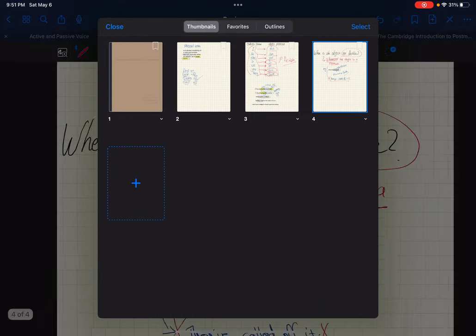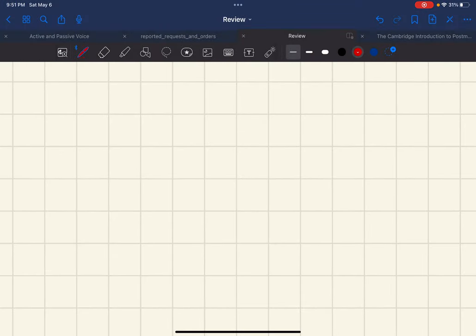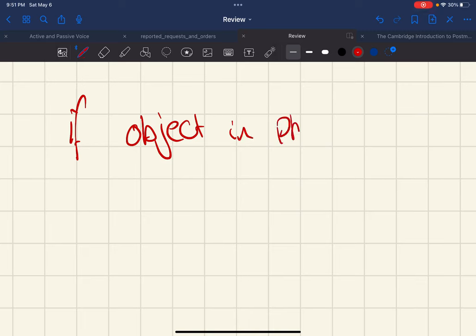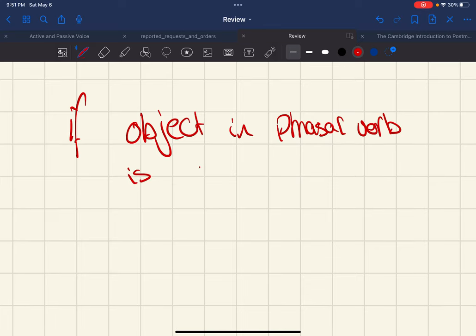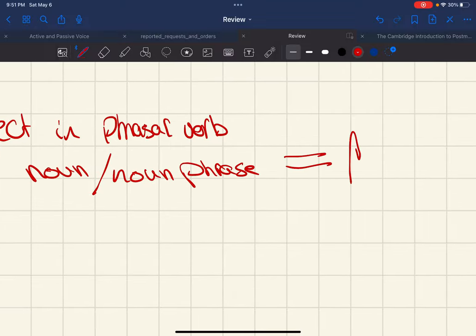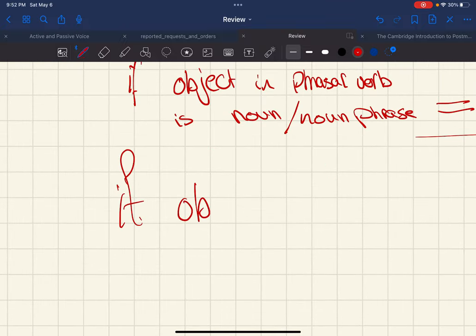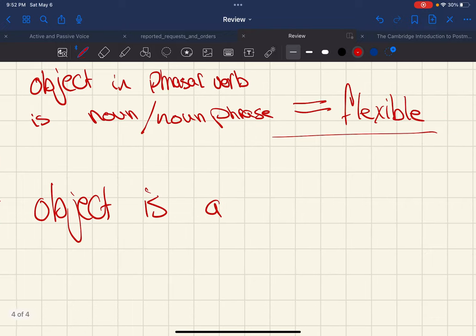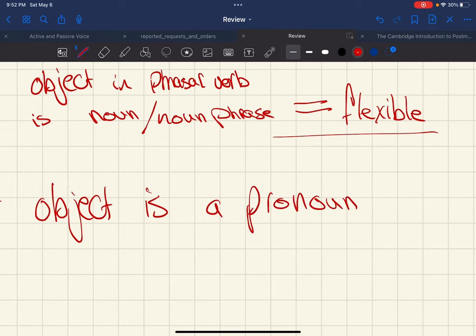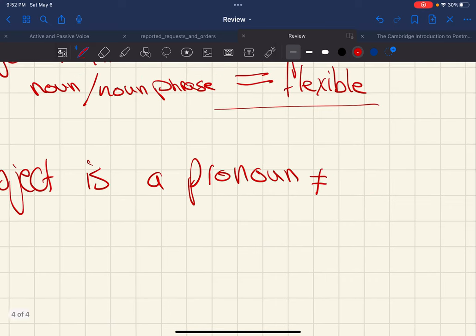To sum this up, we can simply say: if the object in a phrasal verb is a noun or noun phrase, therefore it's flexible. And if the object in your phrasal verb is a pronoun, it is not flexible.